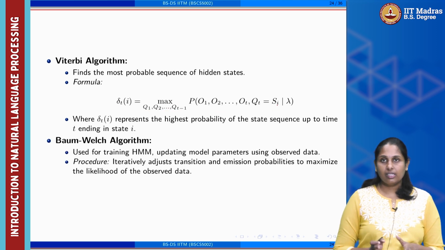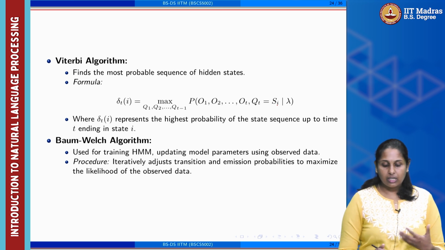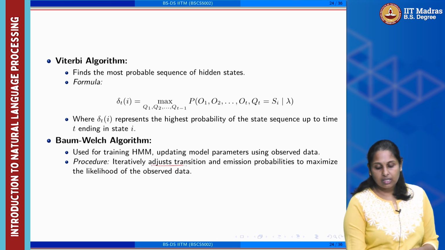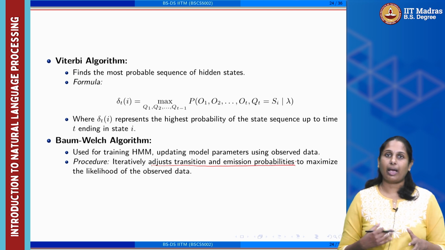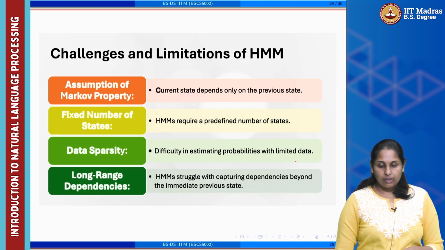And the Baum-Welch algorithm is another type of algorithm. It uses an iterative process on the data. It helps us adjust the transition and the emission probabilities so that we maximize the likelihood of the observed data.